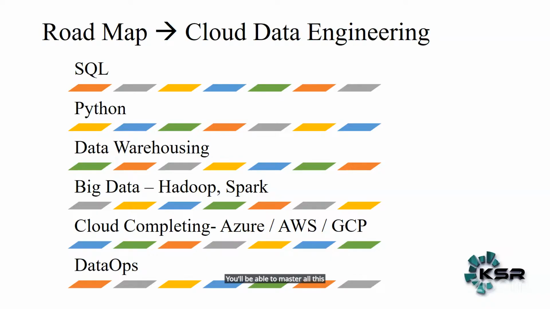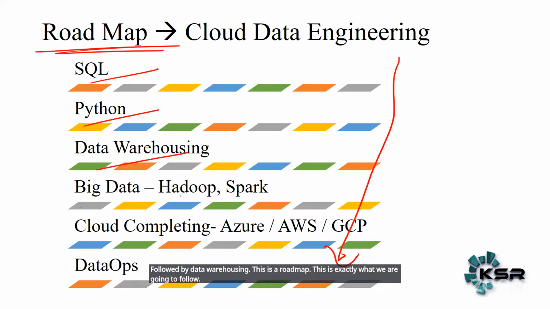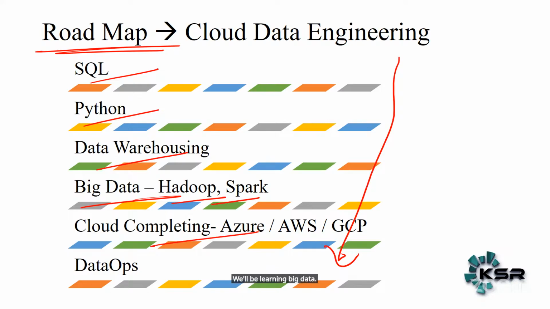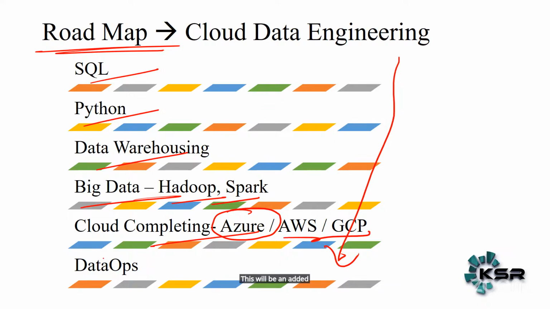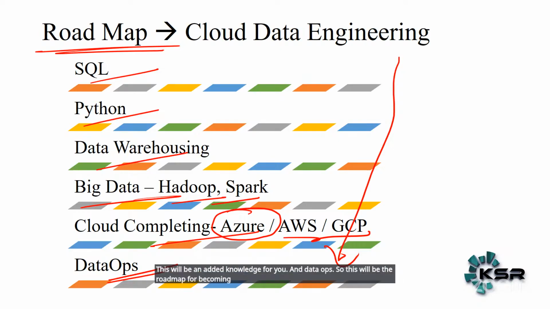This is a roadmap. We will be starting with SQL, followed by Python, followed by data warehousing. This is exactly what we are going to follow. We'll be learning big data, Hadoop, Spark, PySpark, coming to cloud computing, and we'll be focusing 100% on this. This will be added knowledge for you, and data ops. So this will be the roadmap for becoming a cloud data engineer.